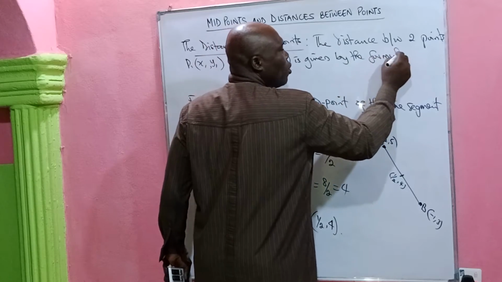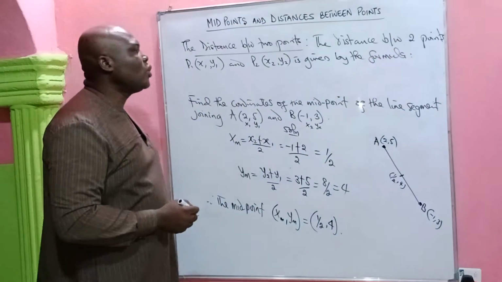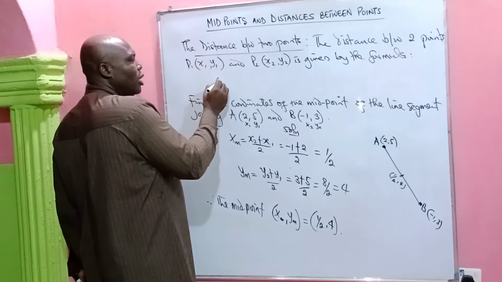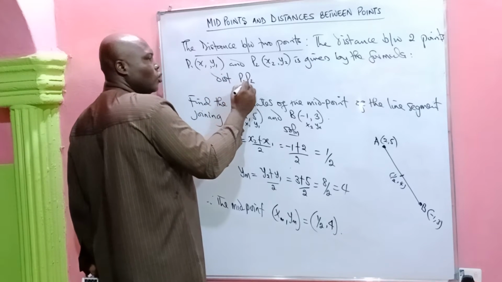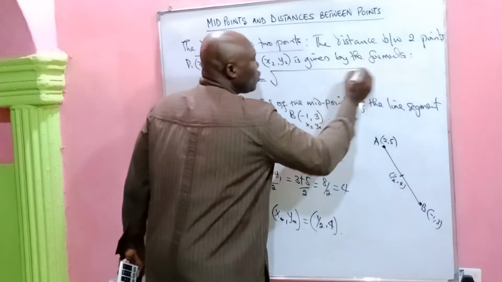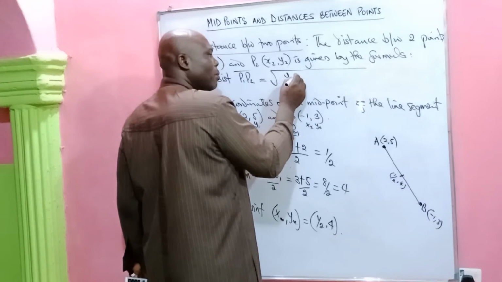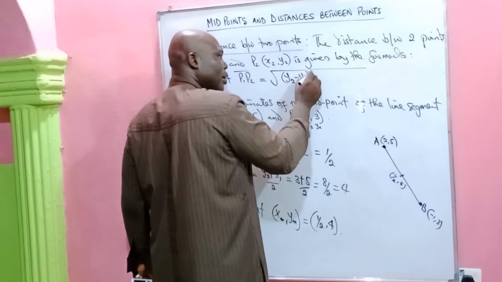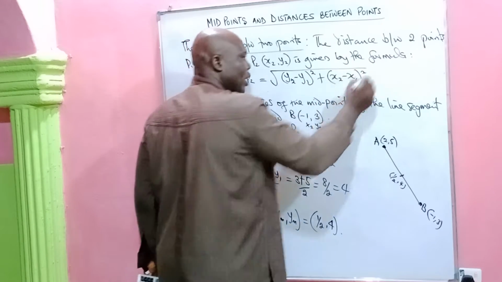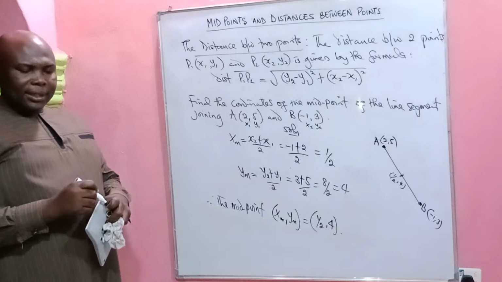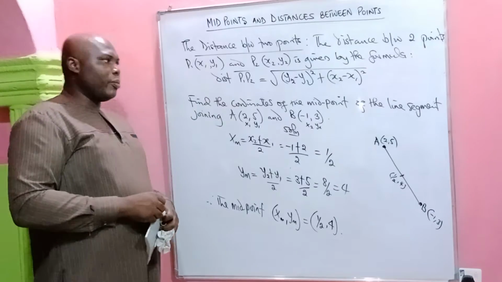All right, so anytime we want to find the distance between 2 points, the formula is simple. The distance from P1 to P2 is given by the square root of y2 minus y1 all squared plus x2 minus x1 all squared. So that's how you simply get the distance between the points.